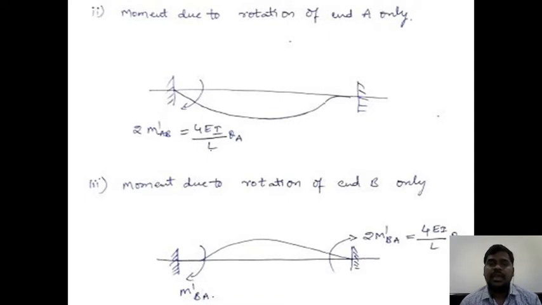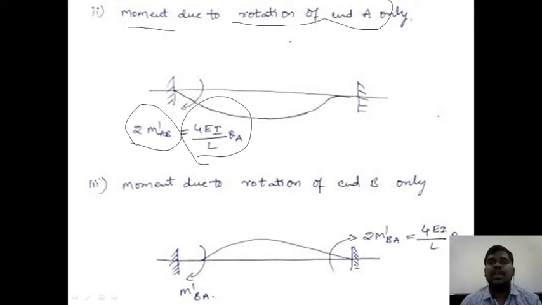4EI theta A by L. This is also one of the moments. So that is 2 times M bar AB. This is the moment due to rotation of end A. If only this end is being rotated, it will develop a moment, that is 2 times M bar AB. That is written as 2 times M bar AB.